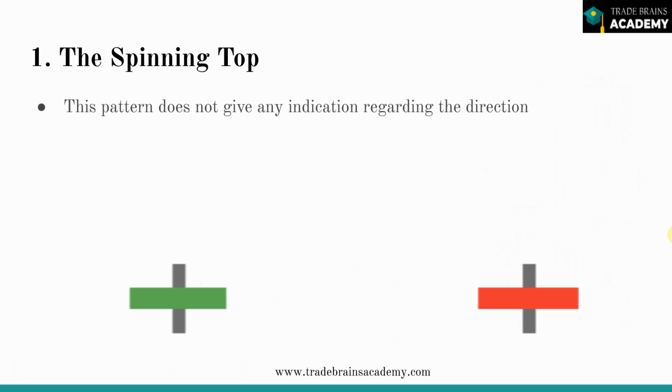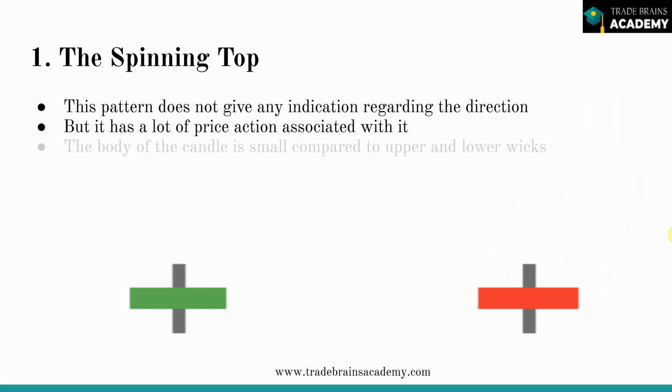The spinning top pattern does not give you any indication regarding the direction. It doesn't tell you what the market will do. It just has a lot of price action in it. You see a lot of buying and selling happening in the candle at each and every price point, and the candle has a very small body, while the upper and lower shadows are generally large by nature, much bigger compared to the actual body of the candle.